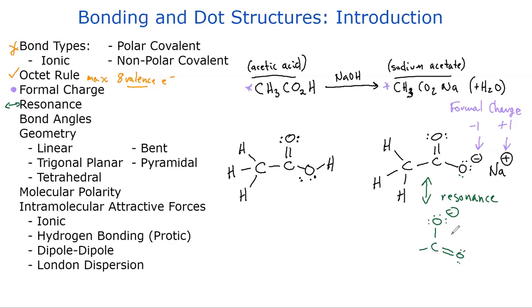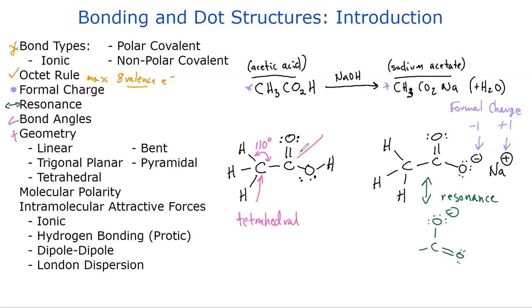Really, either of these two structures are viable, what we call resonance forms. In terms of bond angles, we want to recognize that goes along with geometry. So if we think about geometry and the different geometries that are present, this carbon we'd say was tetrahedral, which means that the bond angles between the bonds on that element are about 110 degrees, approximately.